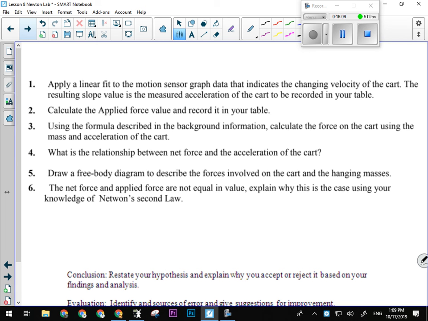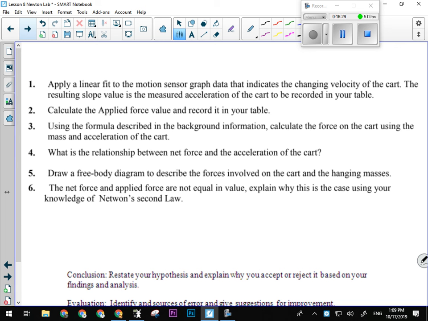So the first one is just about building your graph. Calculate the applied force, filling in your chart. Calculate the force on the carts. That's in your chart. What's the relationship between net force and acceleration? When you're looking at your net force and your accelerations, if one goes up, what does the other do? That's what you need to write down.